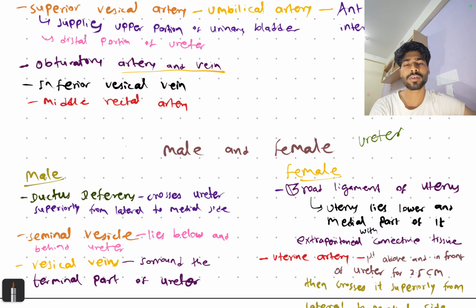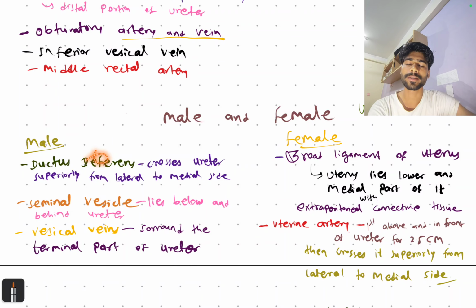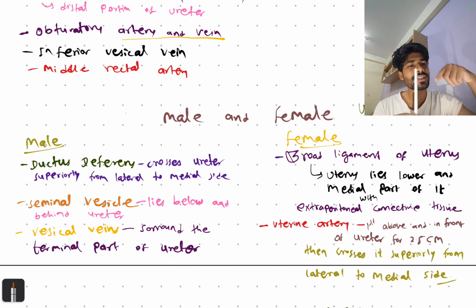Okay, now let's talk about the male and female ureter. Some structures are different in them, so let's talk about them one by one. In males there is the presence of the ductus deferens. It crosses the ureter superiorly from the lateral to the medial side. What is it trying to say? For example, this is the ureter. The ductus deferens crosses it superiorly and laterally in this way.